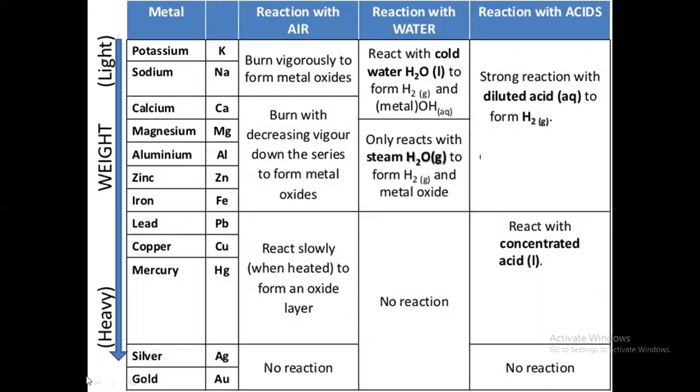But if you go down the series at the end, then you will see silver and gold over there at the end of this series. Silver and gold do not react with air. They do not show any reaction with water. They do not show reaction with acids also because they are unreactive metals. That's why they are placed at the bottom, right? So this is how metals are arranged according to their reactivity in the reactivity series. Clear?